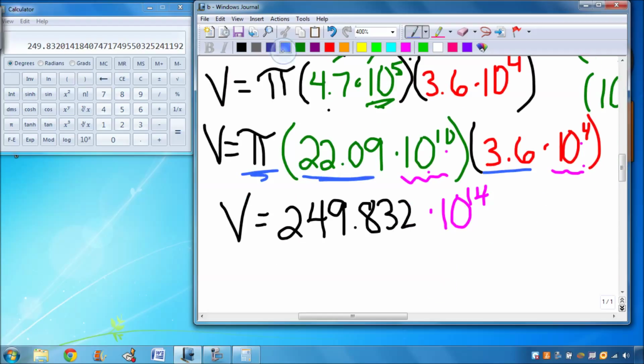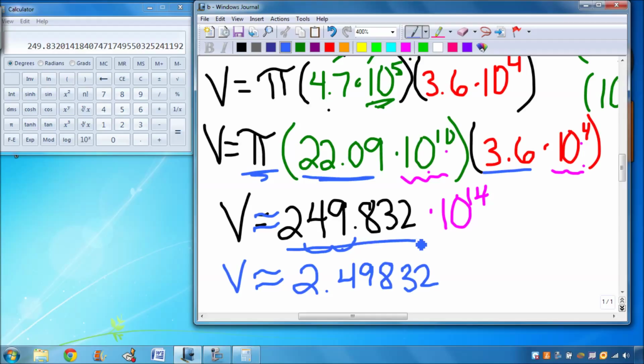So now the last thing I need to do is adjust this, okay? And again, this should have been approximately equal to, because we did some rounding. So our volume here is approximately equal to, I have to move this decimal place over twice, right? So I end up getting 2.49832, and if this coefficient gets smaller, then my exponent here should get larger. So it's times 10 to the 16th power.